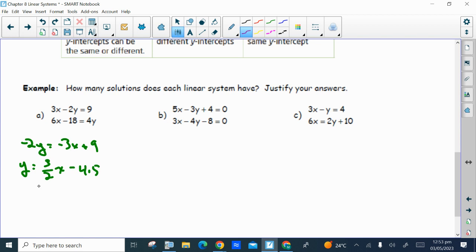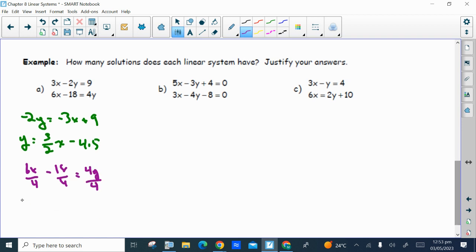For the second equation, if you just divide everything by 4, because the way that equation is written, the 4y is by itself already. So now if you just divide everything by 4, you're going to get y equals 3 over 2x minus 18 divided by 4 is 9 over 2, which again is 4.5. So these two lines are in fact the same. Therefore, there are infinite solutions.